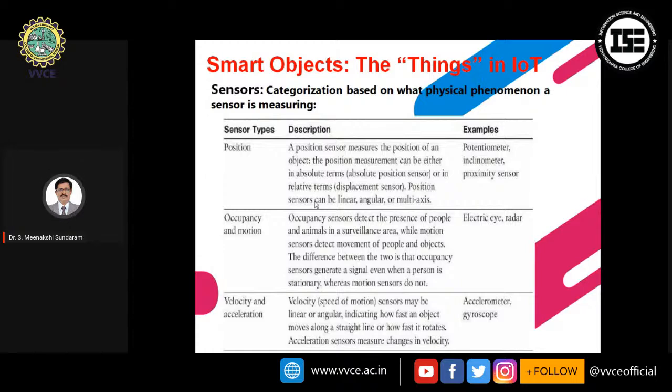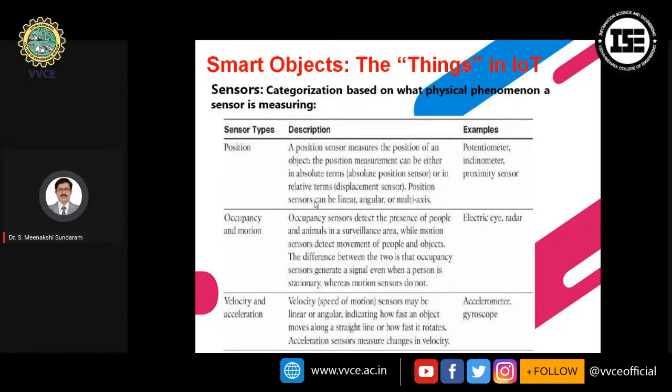Similarly, occupancy or motion. So we are able to understand, for example, if you take a surveillance area, we can understand the motion of people, and we can detect movements of objects or people, and we are able to understand whether items are stationary or mobile. An example we can call is LiDAR or radar.